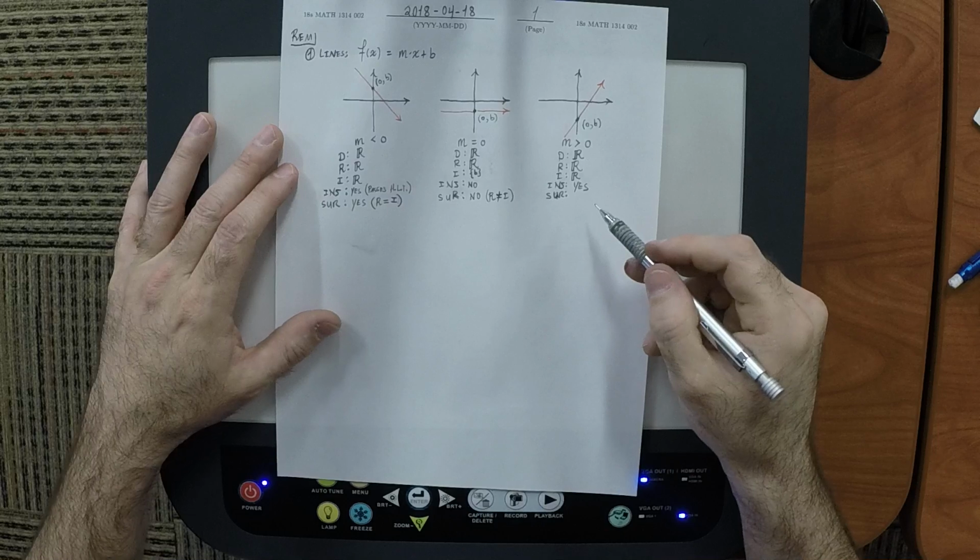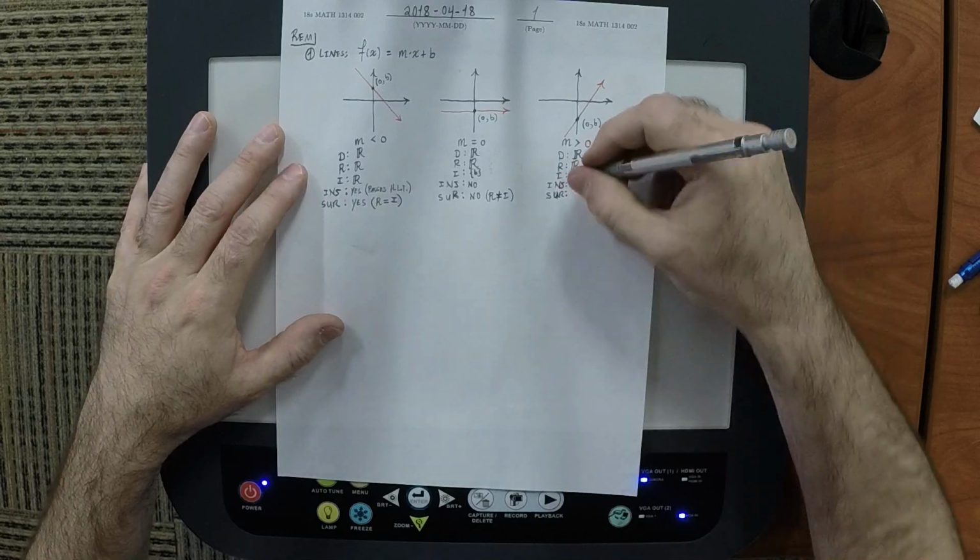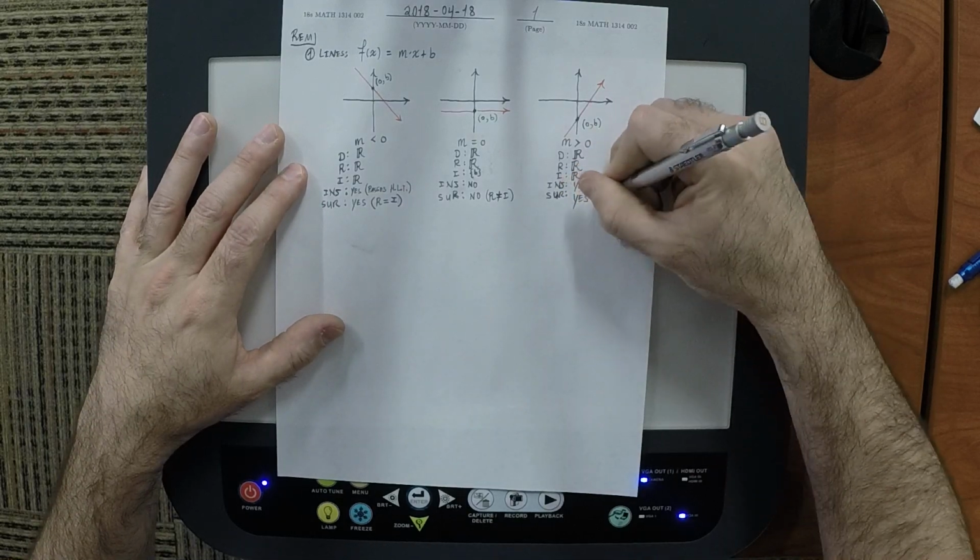How about this one? Yes, because the range is equal to the image.